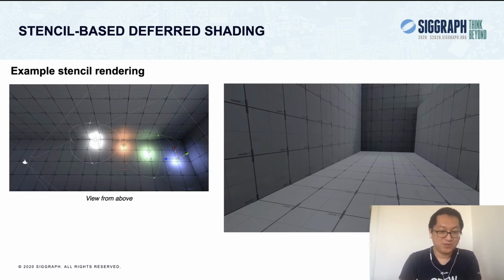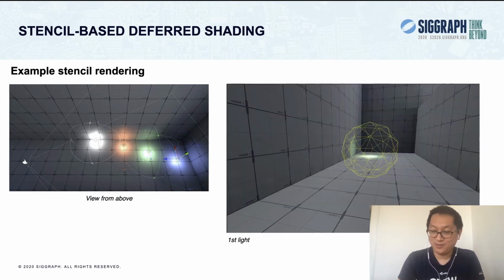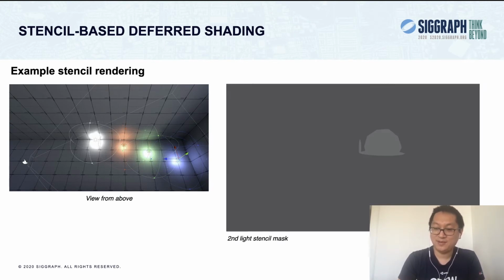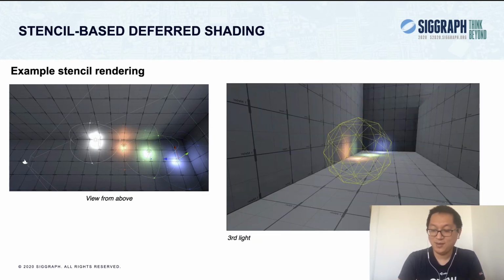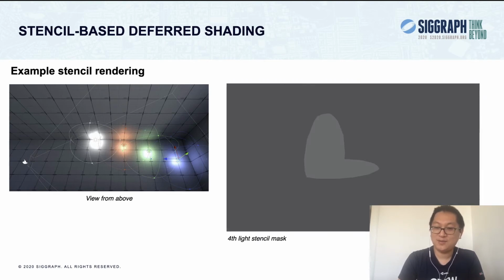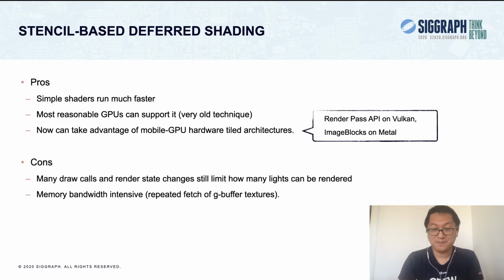So visually we can show that. We got our testing view from the top, 4 lights. After we render the gbuffer, we render the first light, and we lay out our stencil mask, and then we render the light again, but this time for shading. Then we do the same thing for the second light, stencil mask, and then shading. Then the third light, stencil mask, shading. Then the fourth light, stencil mask, shading. So that's a lot of draw calls already, and also a lot of render state changes.